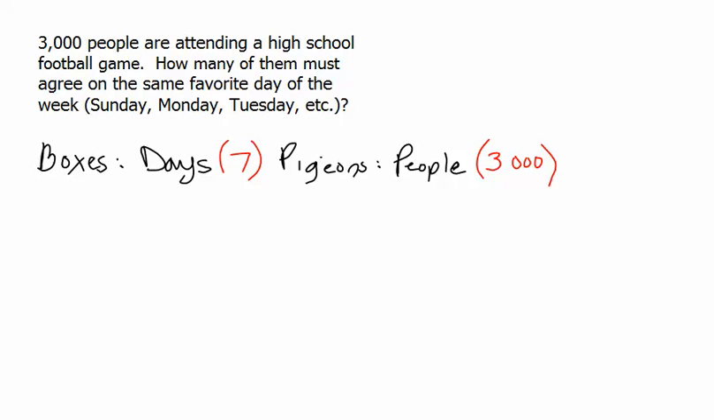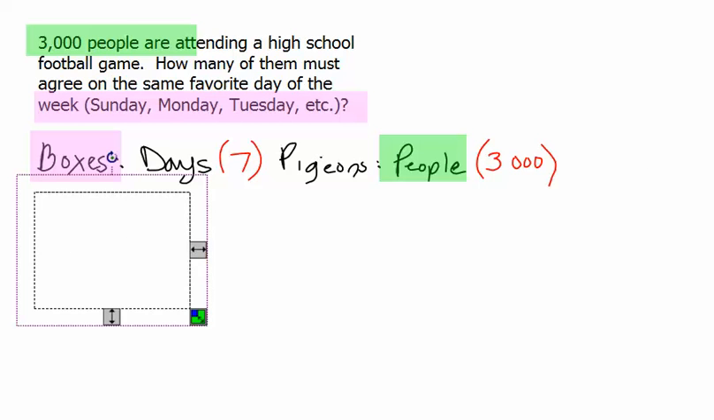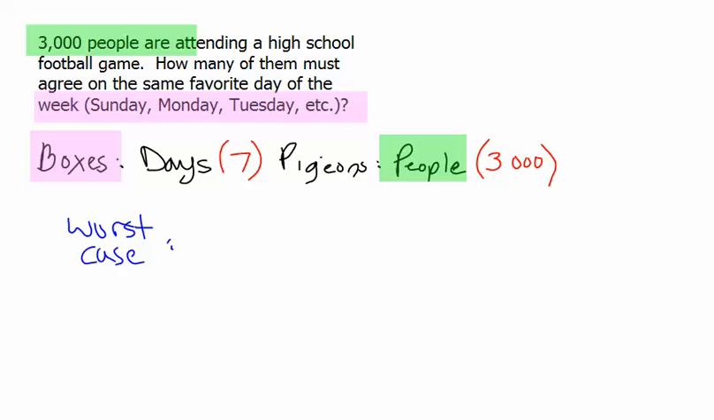Again, the boxes are the categories, how we're grouping people. In this case, we're grouping them by their favorite day of the week. So the boxes are going to be those days. The pigeons in this problem are the people. We know how many total people there are. So there are 3,000 of them. Now, the worst case scenario still applies. It's a little bit different though. Yes, all 3,000 people could agree on the same favorite day of the week.